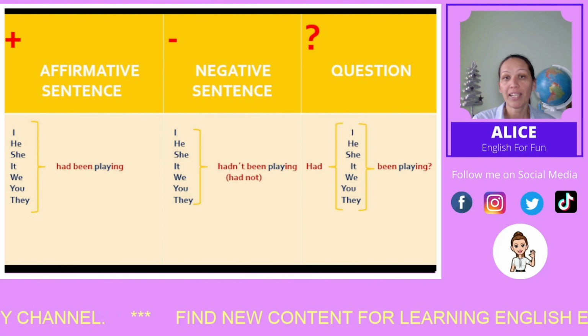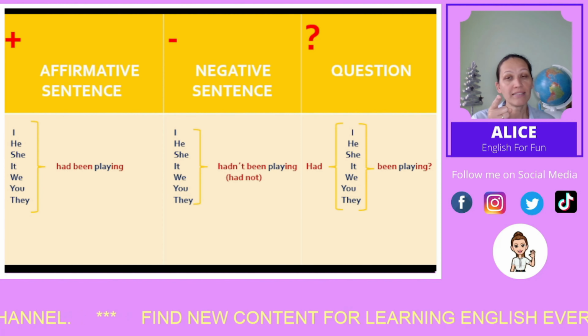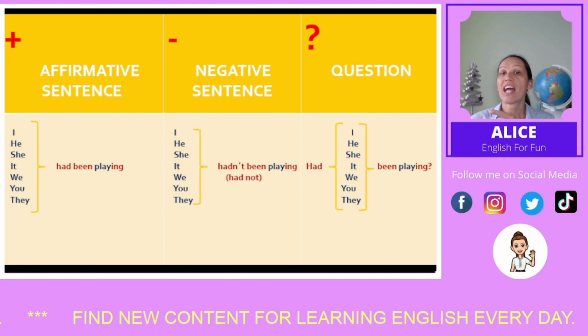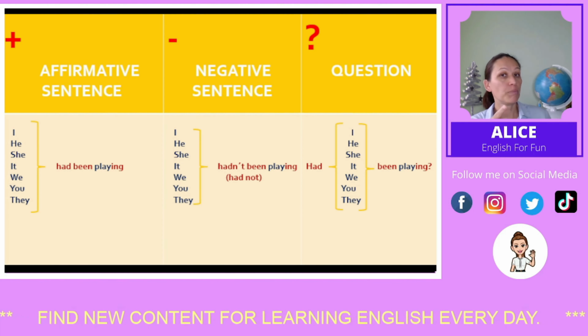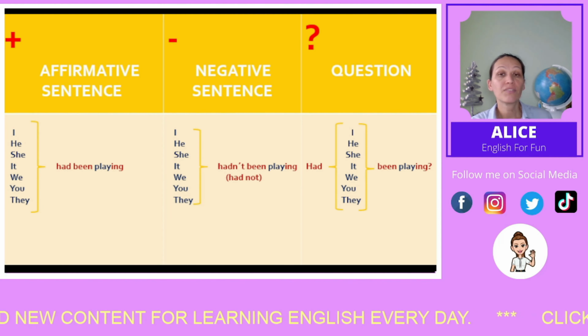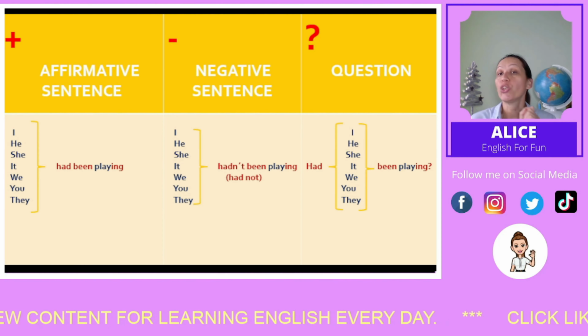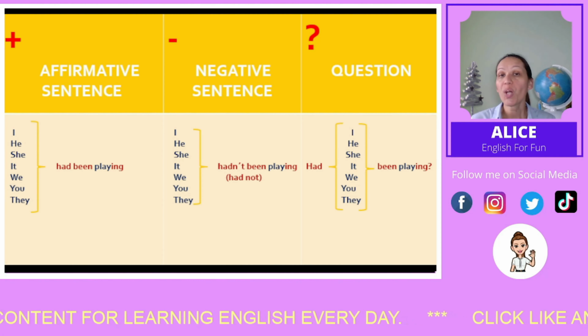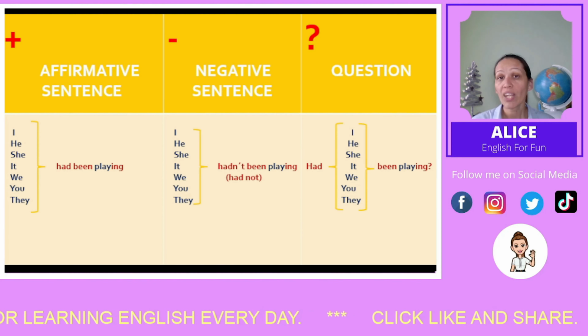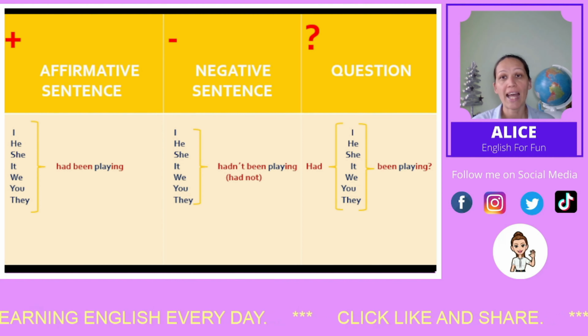He hadn't been playing. She hadn't been playing. It hadn't been playing. We hadn't been playing. You hadn't been playing. And they hadn't been playing. As you can see here, we don't use had not.